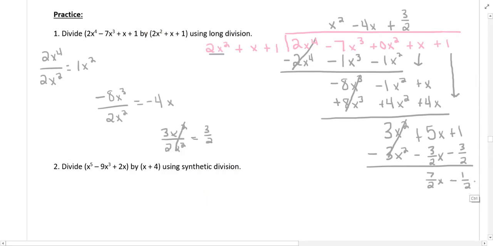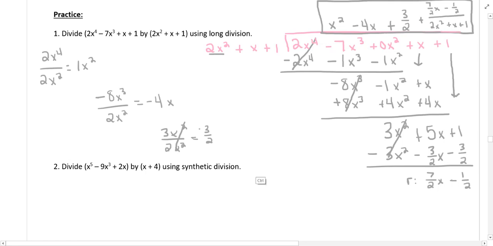And I don't have anything else to bring down, so this is where I stop. So this is my remainder here. So my answer, let's see if we have room to write everything. This is my remainder. Okay, it is x squared minus 4x plus 3 over 2, and then plus, we write our remainder. So your remainder is 7 over 2x minus 1/2, and you write that over, okay, your dividend here, 2x squared plus x plus 1. Okay, so you got a big remainder there. And that is your final answer.